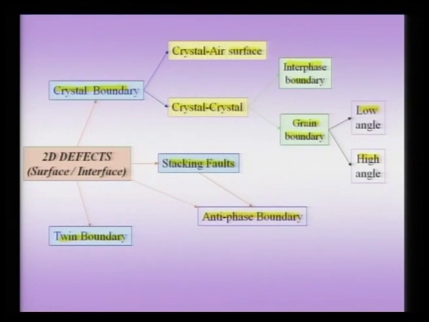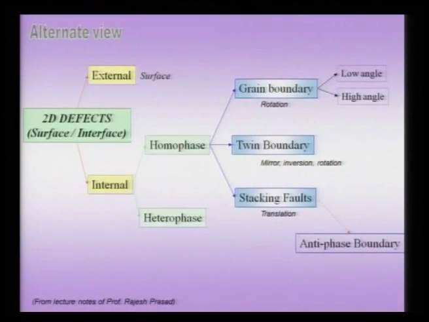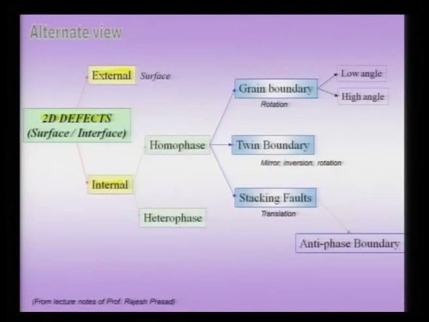Let us look at the same classification in a different way, that you have two-dimensional defects and they can be external or internal. When we are talking about external, as I said, typically we consider a surface as an interface between the crystal and the vacuum or crystal and air, and an internal interface could be between the same kind of phase, which we call a homophase boundary, or it can be a heterophase boundary, in which the phases on either side of the boundary are of different type.